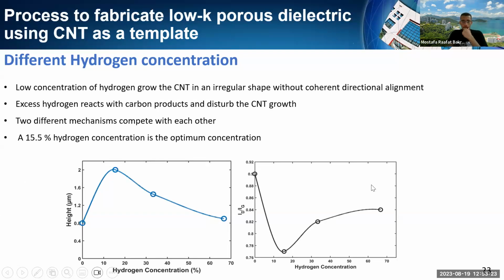We also measure the length and the quality of the CNT. We found that the length of the CNT has a maximum value at a concentration of 15.5 as shown on this graph. We found also that the ratio of the ID over IG intensity has the lowest value at 15.5 concentration, and then it is getting higher again. So these two results prove that 15.5 is the optimum concentration for hydrogen to grow the CNT.